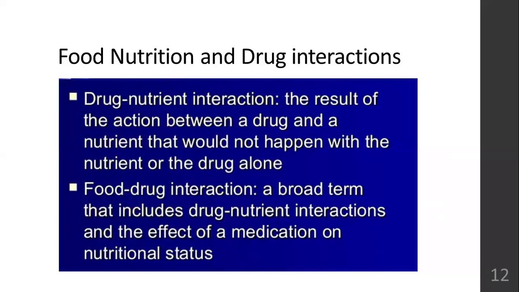For example, as I mentioned earlier, chemotherapy drugs. Chemotherapy drugs will cause serious side effects like nausea, vomiting, indigestion, diarrhea. And the chemotherapy drugs will majorly target your gut, your intestinal health as well. So definitely the nutrition will be affected in a negative way. So that is one example of food, nutrition and drug interaction.